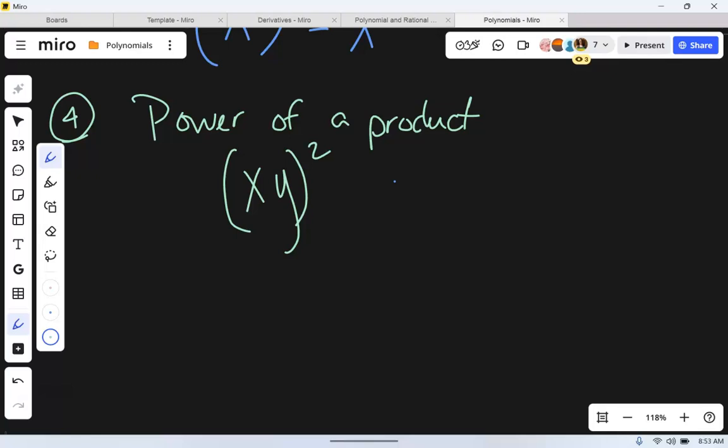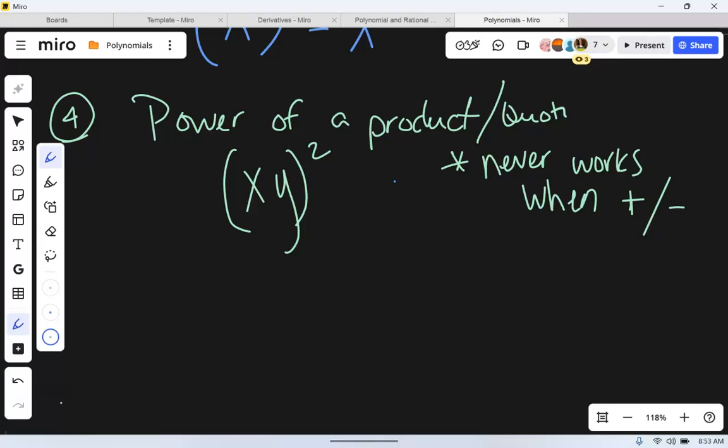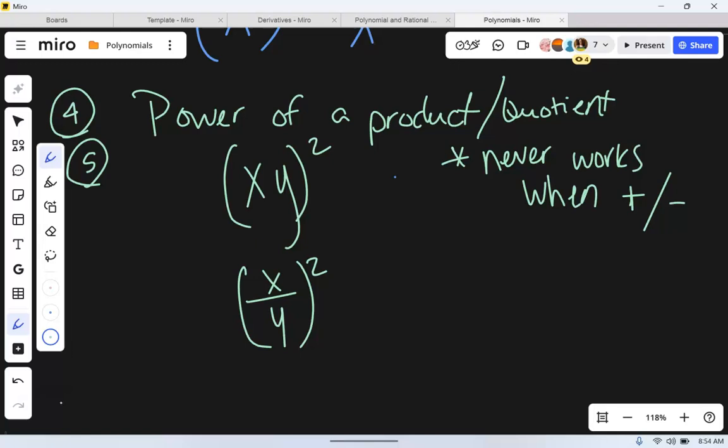this does not work if you are adding or subtracting. You make yourself a note, do whatever. Never works when adding or subtracting in the parentheses. This is actually power of a product or quotient, and we will do them both together. We will call this number 4 and number 5 together because it could be xy to the second or x over y to the second. But it could never be x plus y to the second for this to work. So as long as I am multiplying or dividing inside the parentheses, then I just distribute the exponent.